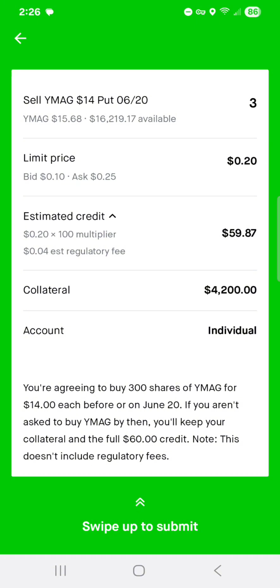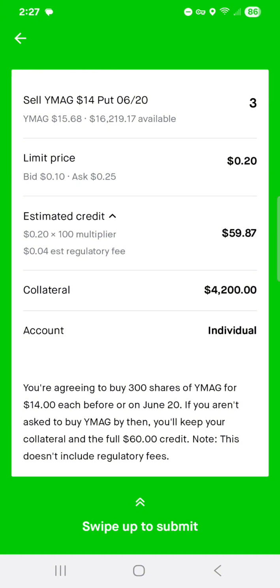And they're going to hold on to $4,200 of your cash in order to make that purchase if it goes through. So the summary at the bottom: you're agreeing to buy 300 shares of YMAG for $14 each on or before June 20th. If you aren't asked to buy YMAG by then, you'll keep your collateral and the full $60 credit. So the $60 credit goes to me because I'm getting paid to take on that risk of saying, yes, I'll buy 300 shares of YMAG for $14 each.